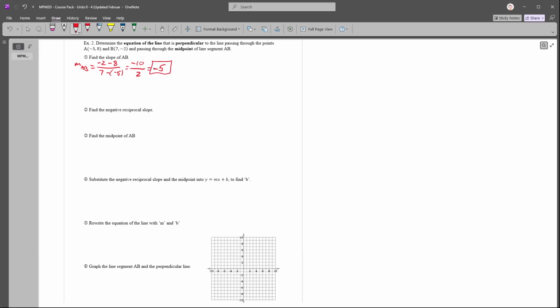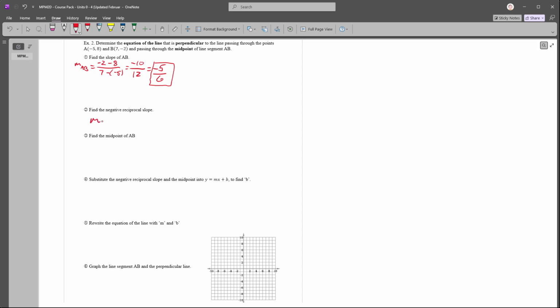Is that helpful? Did I do something wrong here? I feel like I did something wrong here. -2 minus 8. Oh, yes, I did. Yeah, this should be 12. 7 plus 5 is 12. So this is not 5 over 6. Or this is not -5. This is actually -5 over 6. We can reduce the fraction. There we go. There's our slope.